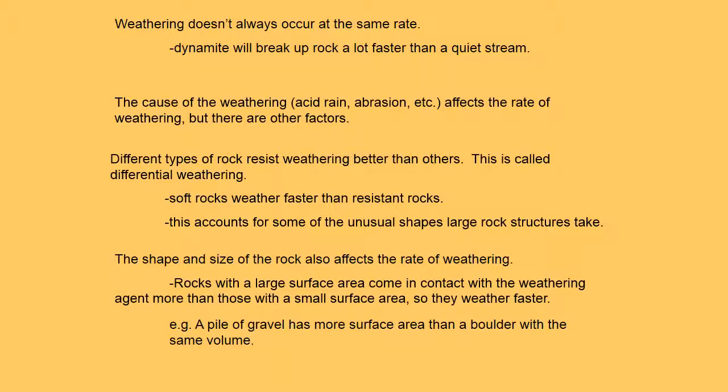The third thing to look at is the shape and size of the rock. Rocks with large surface areas have more room to come in contact with weathering agents than similarly composed rocks with smaller surface areas, and as a result, they weather faster. A pile of gravel has much more surface area than a boulder of similar mass, so it could be weathered down to sand much faster.